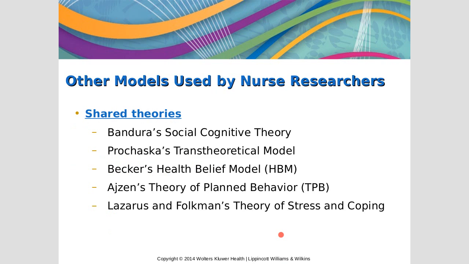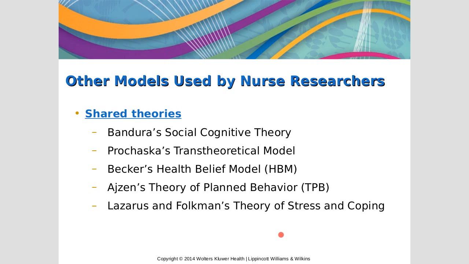Other models that are used by nurse researchers include Bandura's social cognitive theory, which basically outlines a belief in their own capacity to carry out particular behaviors, such as smoking cessation. Oftentimes, many of those interventions base their research on this social theory. Prochaska's transtheoretical model is a combination of other things, but it focuses on five stages of change. So people go through a very logical change sequence.